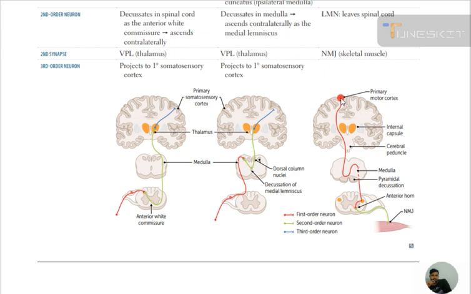It will start from the primary motor cortex, then they will decussate at the level of medulla, and after decussation, they will form the first synapse at the level of spinal cord. And here is the neuromuscular junction.